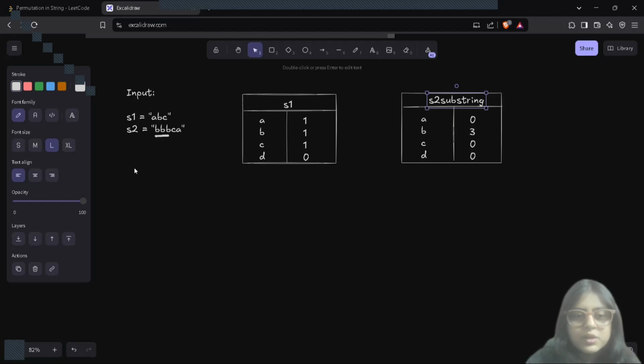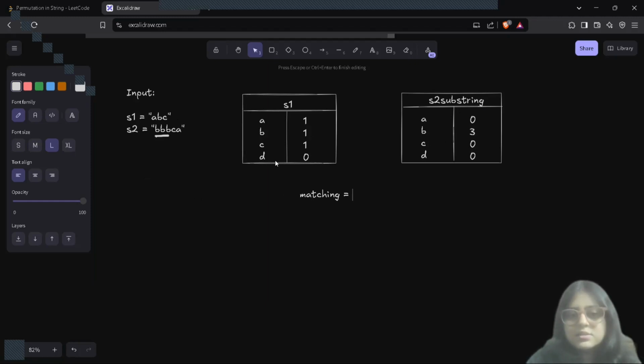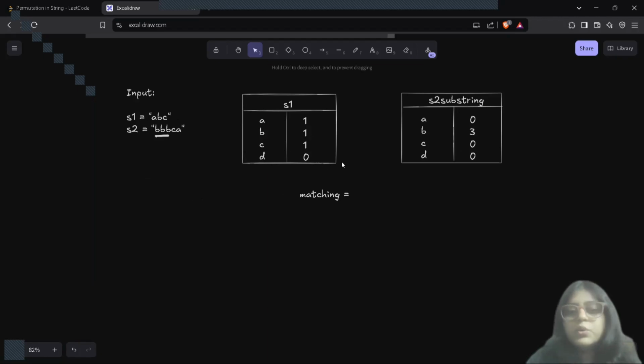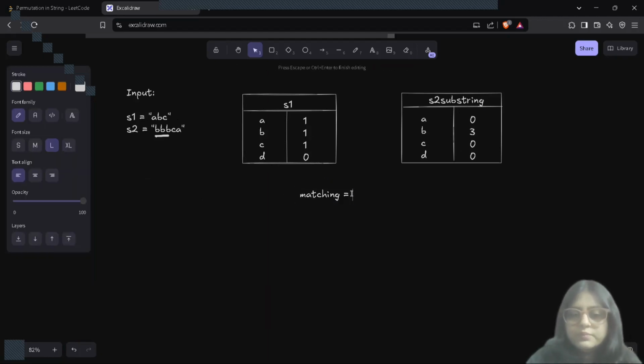So what we can do is maintain a variable named matching. In the first iteration, if we update matching, A is 0, here A is 1, so this is not matching. B is 3 and B is 1, this is not matching again. C is 0, C is 1, so this is not matching again. But the rest of the 23 alphabets are matching correctly. So right now our matching variable will be 23. Now let's slide the window because we need 26 matchings.